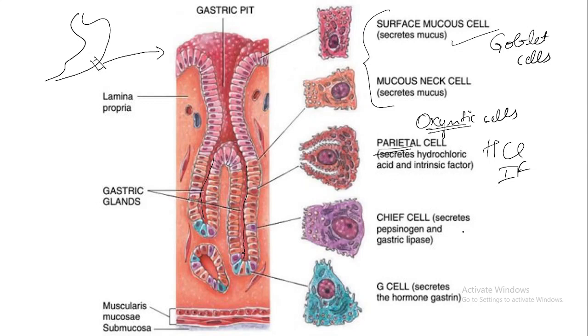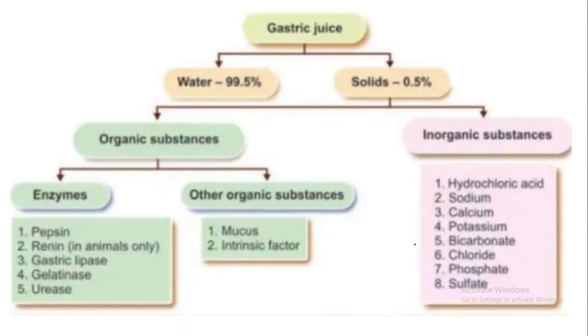Next, coming to the chief cells, they secrete inactive pepsin, or pepsinogen, and the gastric lipase. G cells secrete the hormone gastrin. Now, what role this gastrin plays, we will remember. Do not forget what these G cells are. Their role will be studied in the endocrine chapter. All right, so gastrin, G cells. So what are the four types of cells? Goblet cells, oxyntic or parietal cells, chief cells, and the G cells. Pardon me for the blurry image, but I hope things are understandable.